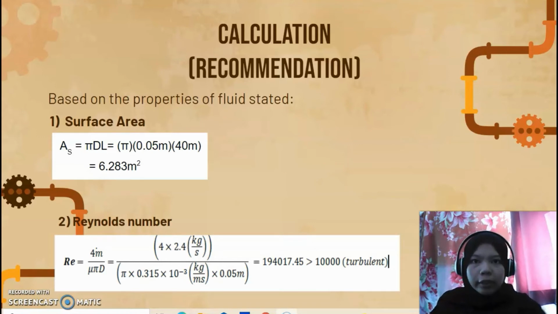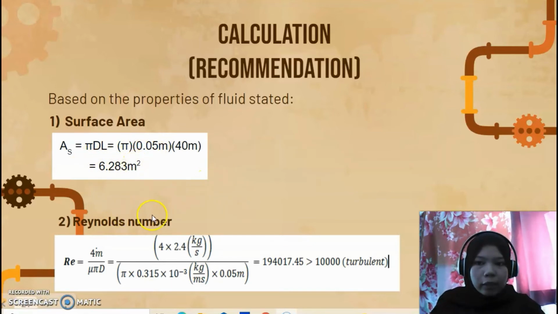I present the application 5, which is the recommendation on the suitability of the available vessel with the current heating stream. To prove the suitability, we need to do some calculation. So based on the properties stated earlier, we can calculate some values. First, surface area. To know the surface area, use the formula pi D L, where D is the diameter and L is the length. So after substituting the values, we get the surface area as 6.283 meters squared.